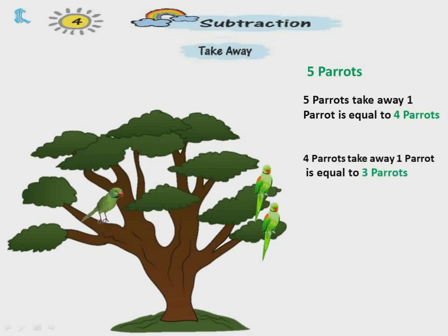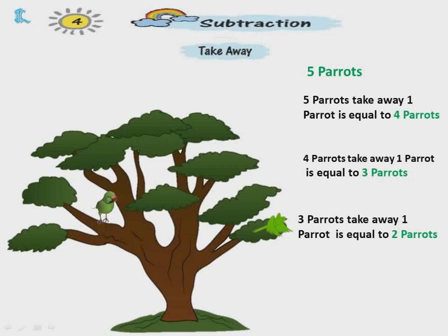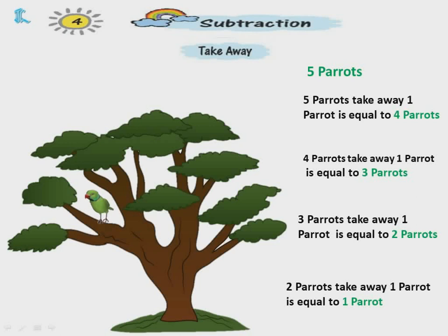So before there were 4 parrots and one parrot flew away. So now we have 3 parrots. Now again one more parrot flew away. First there were 3 parrots, one parrot flew away, so 2 parrots are left. Now that parrot also flew away. So before there were 2 parrots, if we take away 1 parrot, it equals 1 parrot. Now only 1 parrot is there. Now if this 1 parrot also goes away, will there be any parrot? No, 0 parrots.